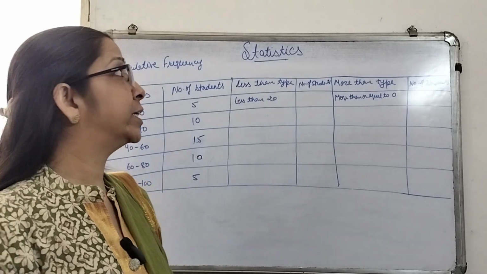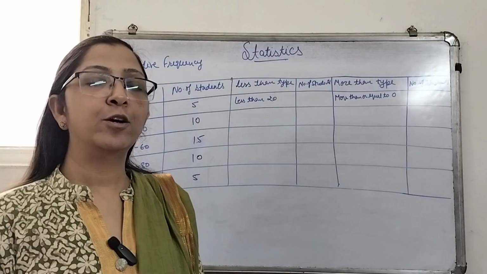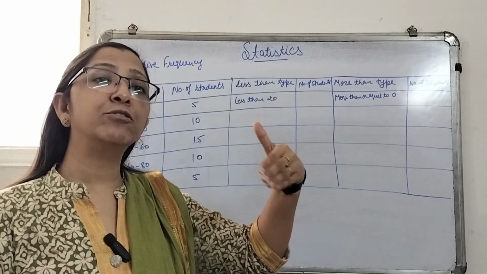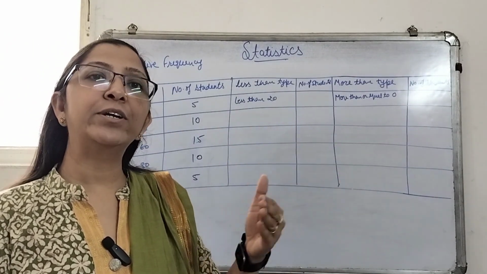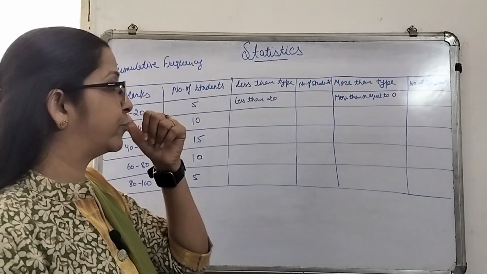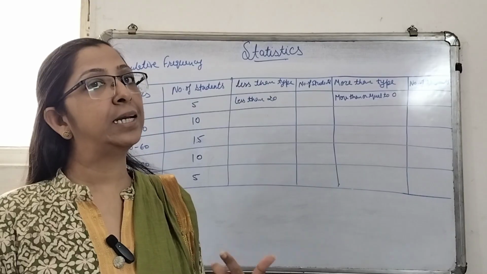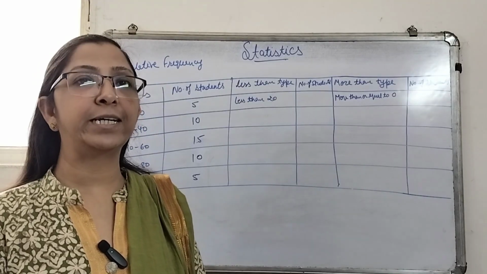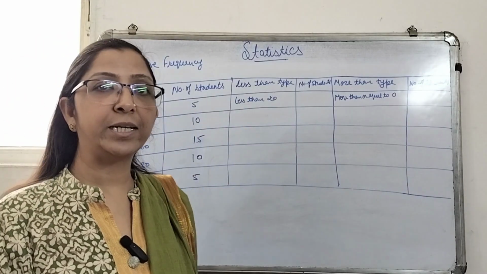Now let's see what is cumulative frequency. Whenever we add the frequency of the preceding classes also, then we get the cumulative frequency. There are two types of cumulative frequency. One type is the less than type, another is the more than type. Now we will understand this using an example.